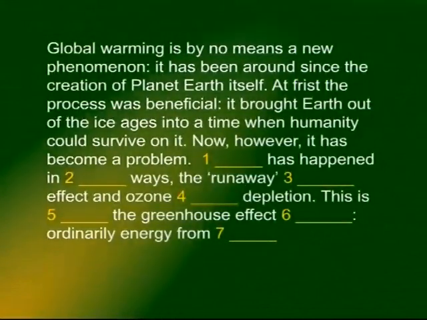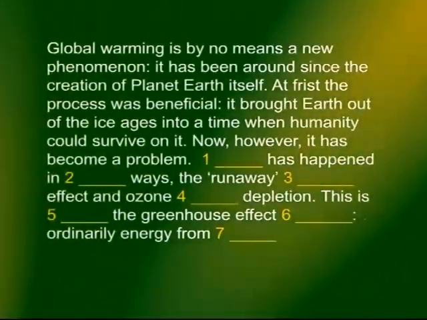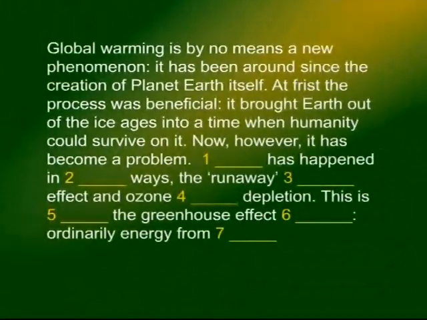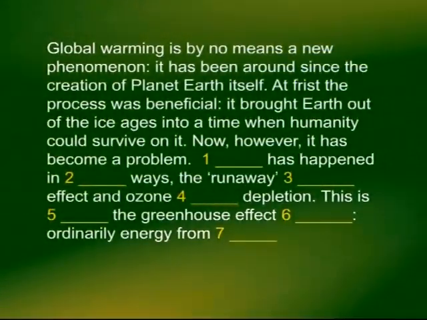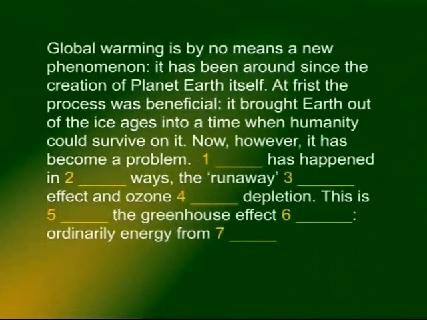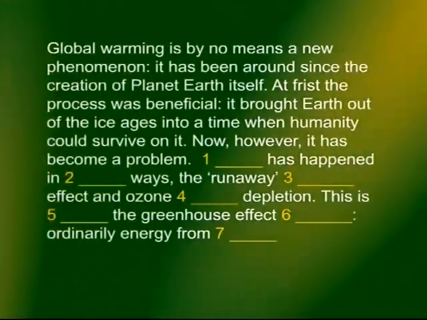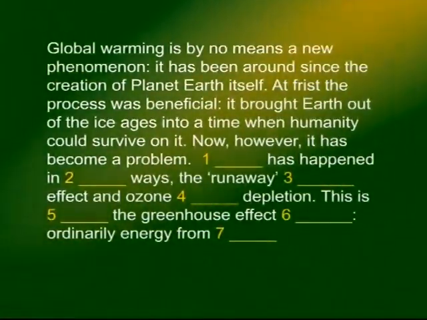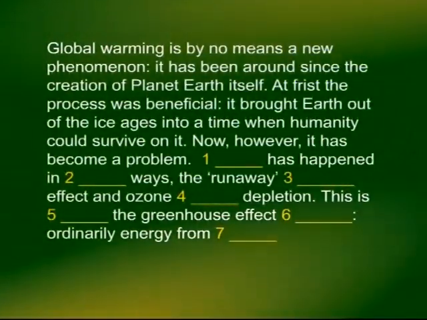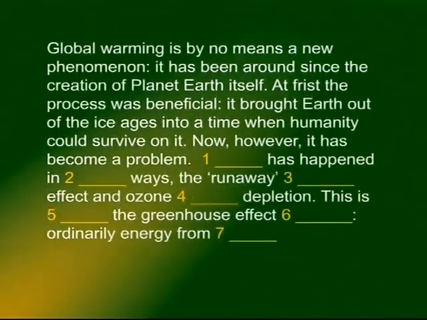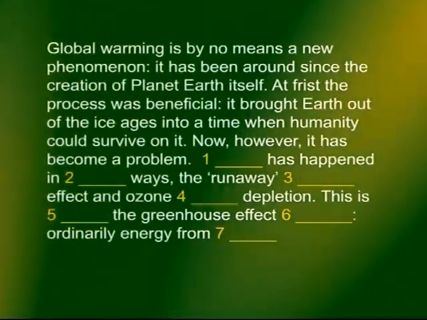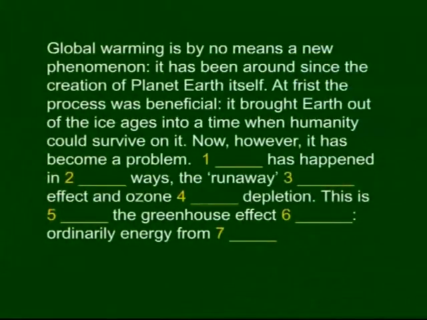It has to be, and he's mentioned, if you read ahead, the runaway greenhouse effect and ozone layer depletion. You've all heard about the ozone layer being depleted. So it is two. So gap number one is the word this. Gap number two will be filled with the word two. This has happened in two ways. One is the runaway greenhouse effect, and the other is the ozone layer depletion.